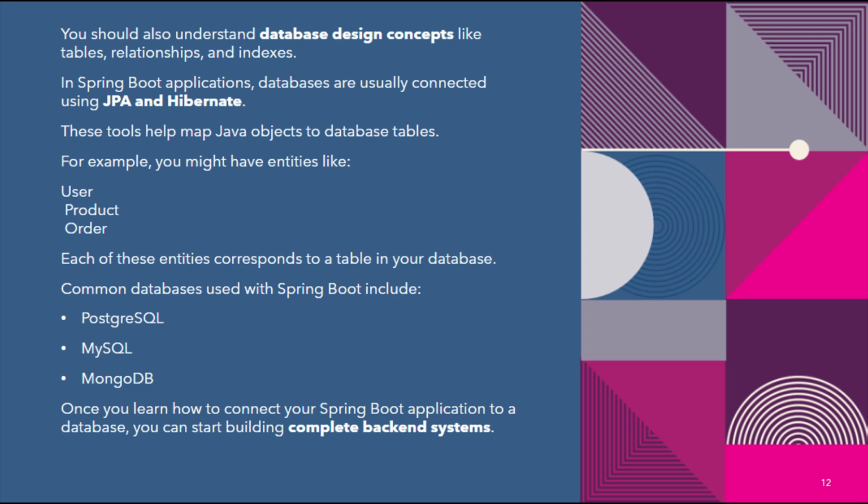In Spring Boot applications, databases are usually connected using JPA and Hibernate. These tools help map Java objects to database tables. For example, you might have entities like user, product, order. Each of these entities corresponds to a table in your database. Common databases used with Spring Boot include PostgreSQL, MySQL, MongoDB. Once you learn how to connect your Spring Boot application to a database, you can start building complete backend systems.